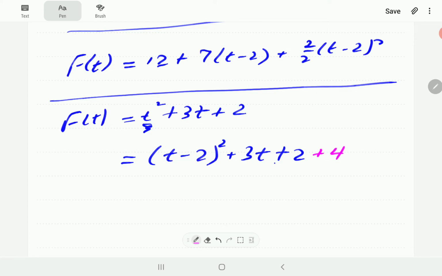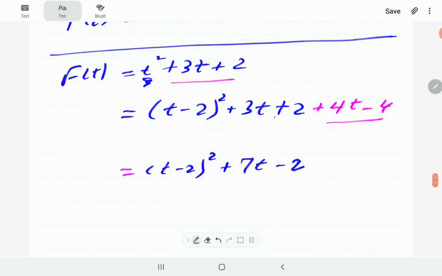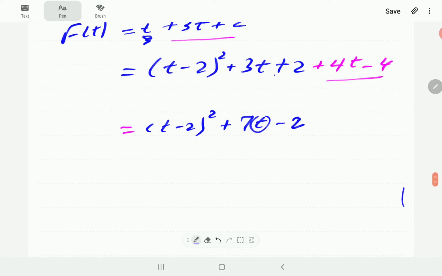So which we need, added minus 4t. So we need to subtract minus 4t, which means it's going to look like that. And then something else we'll have added is 4. So we need to subtract that. So by doing this, this is still exactly the same as that. Then what's going to happen is that we are now going to have t minus 2 all squared plus 7t minus 2. Then next we go to this one and write it as a t minus 2 of sorts.